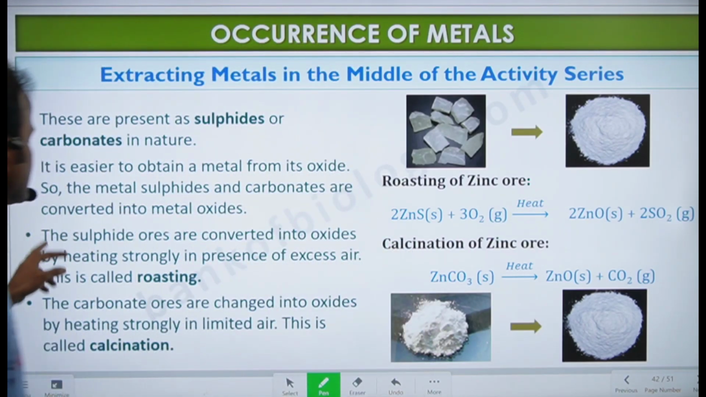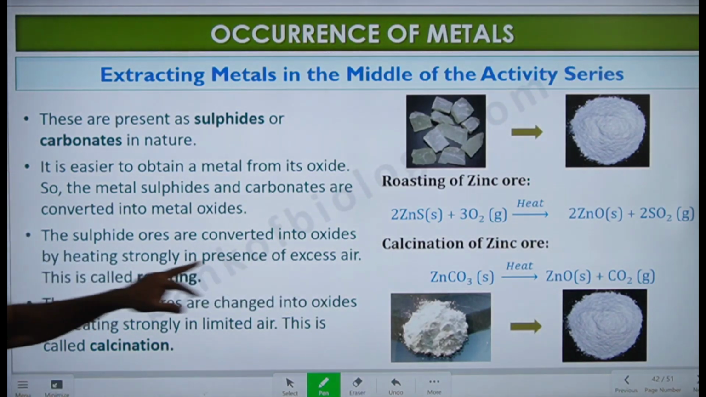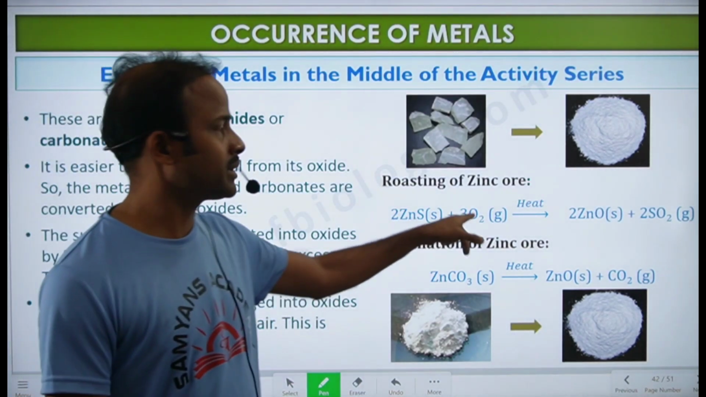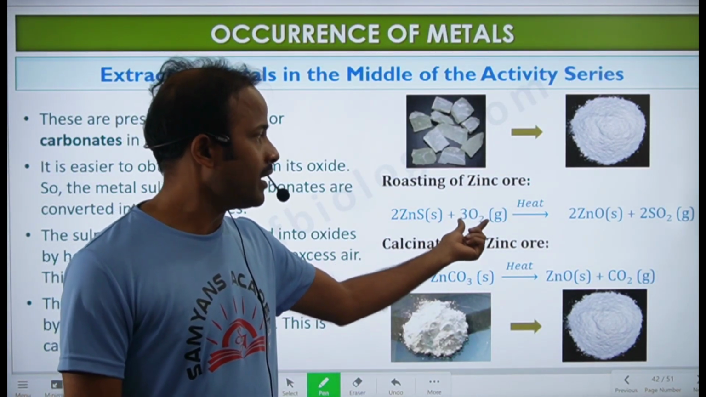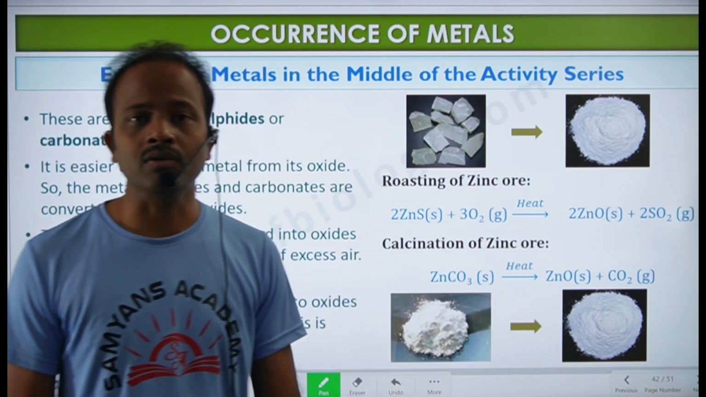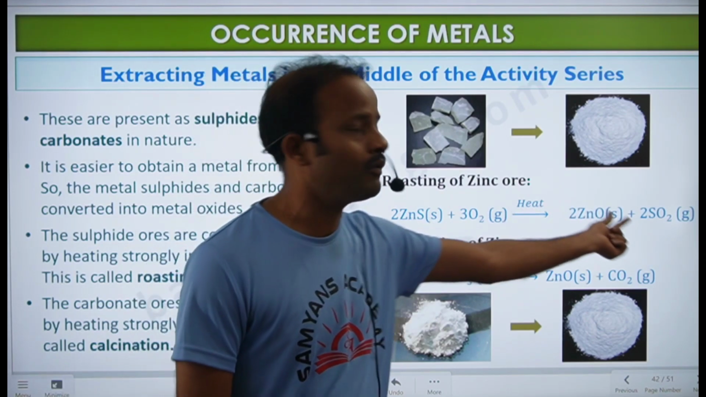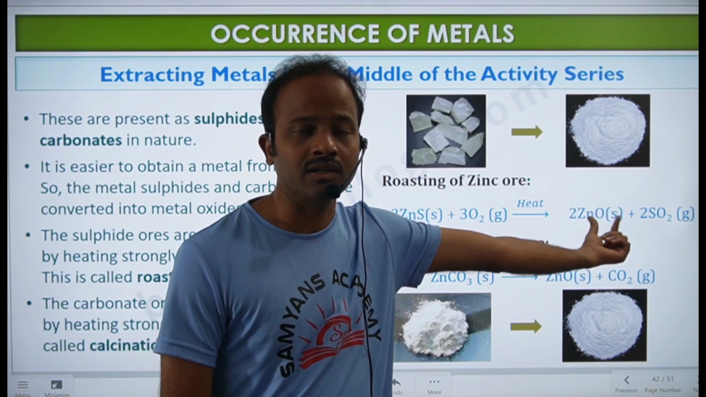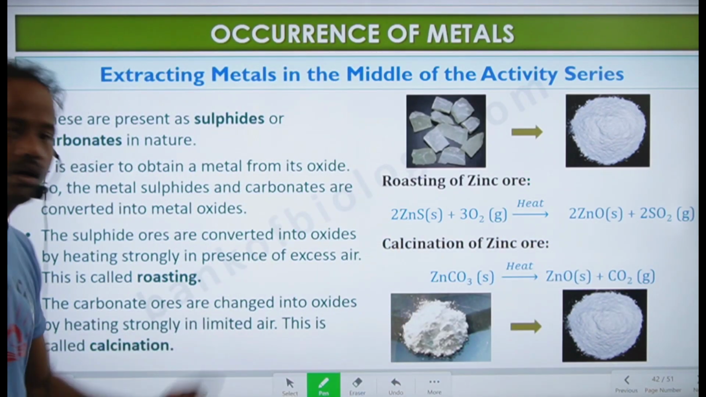The sulfide ores are converted into oxide by heating strongly in the presence of excess air, and this is called roasting. What is roasting? This sulfide ore in the presence of oxygen we are heating. When you heat the ore in the presence of oxygen, that process we call roasting. In this process the sulfur is evolved as sulfur dioxide gas, and we get zinc oxide, the metal oxide, in solid form. This process we call roasting.